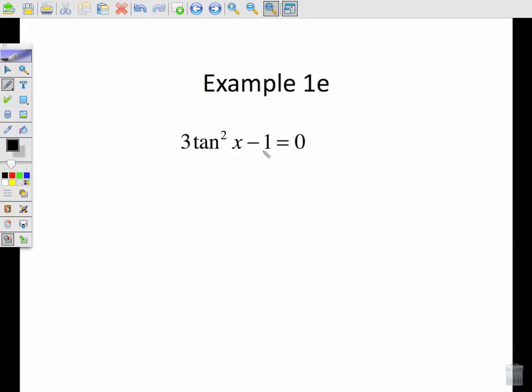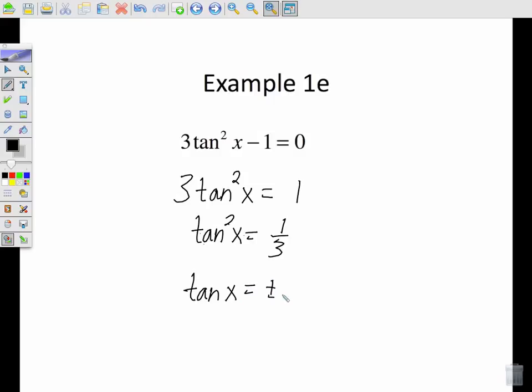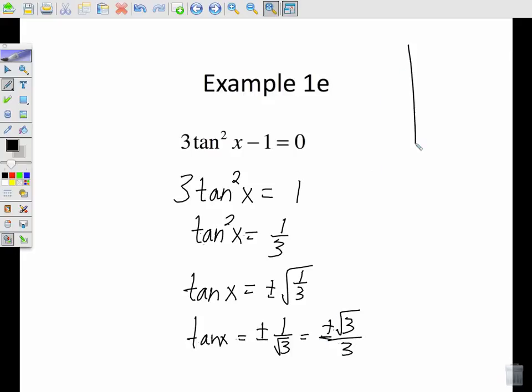All right, last example here for solving within the interval from 0 to 2 pi. On this problem, I'm just going to use inverse operations: 3 tangent squared x equals 1. So tangent squared x would equal 1/3. Take the square root of both sides. You get plus and minus the root of 1/3. Let's simplify this down. Tangent of x would equal plus or minus 1 over the root 3, which rationalizes to plus or minus the square root of 3 over 3.